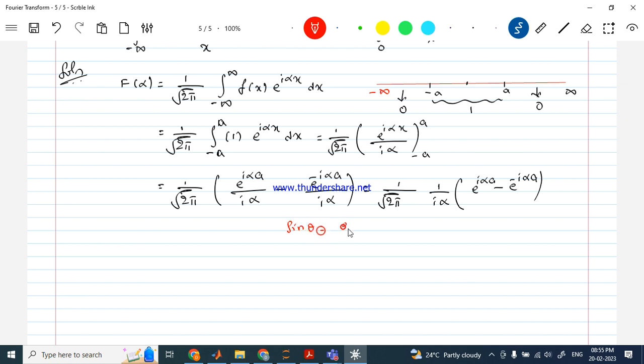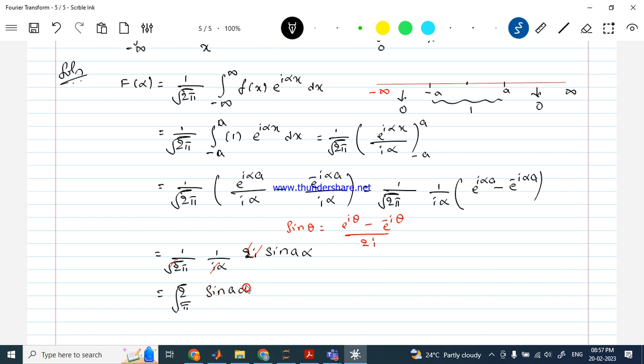Let me write it again. Sin theta is e power i theta minus e power minus i theta divided by 2i. As I mentioned, we are not writing our answer in terms of the exponential function; we are just keeping it in terms of trigonometric functions. It's 1 by root 2 pi, 1 by i alpha, and this is nothing but 2i sin a alpha. Here i and i will get cancelled, and 1 root 2 will get cancelled. So it will give us square root of 2 by pi sin a alpha divided by alpha.